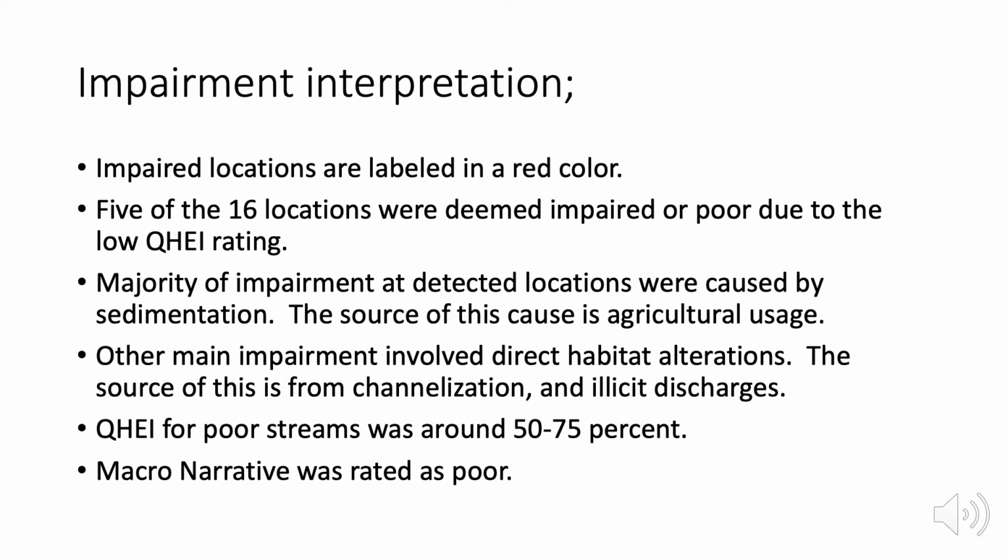Caused by sedimentation, the source, again, is caused by agricultural usage. Other main impairments involve direct habitat alterations. The source of this is from channelization and illicit discharges. QHEI for poor streams was around 50 to 75%. Macro narrative was rated as poor.